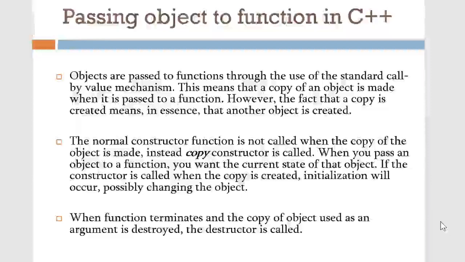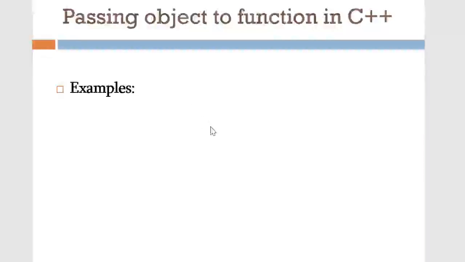In case of an object which is passed to a function, or created in that function, as soon as we exit that function, that object is destroyed. So let's see how we can pass an object to a function through an example.